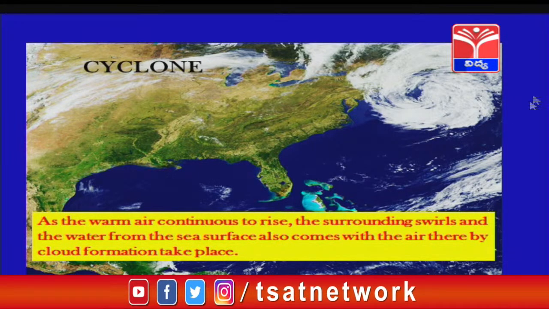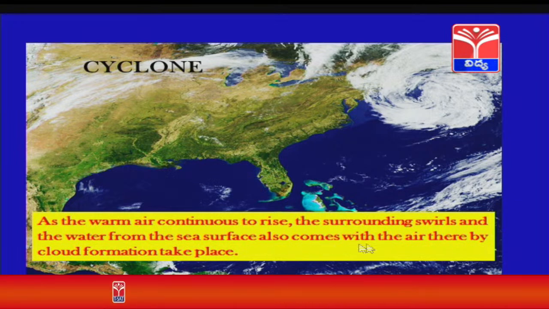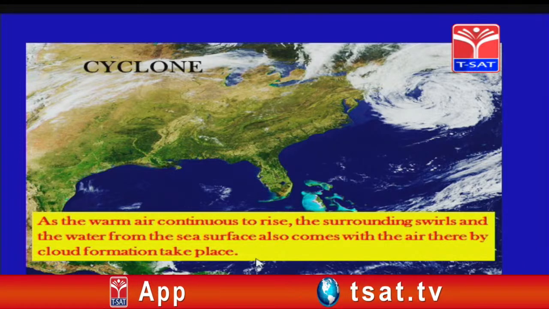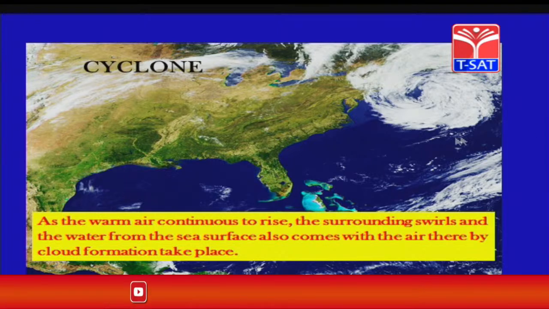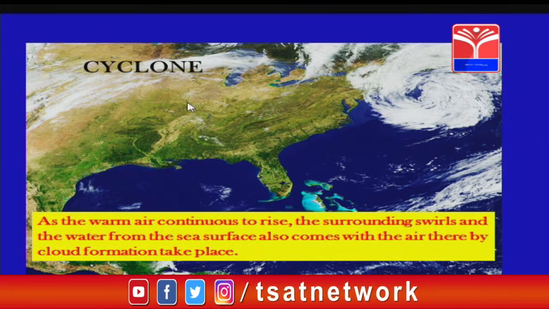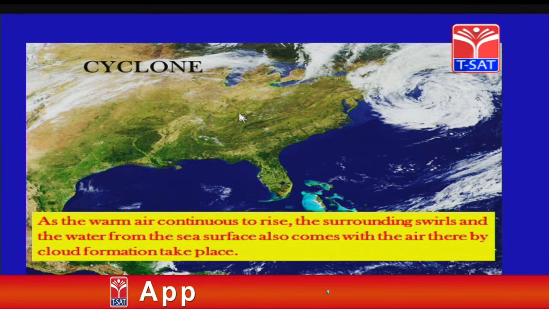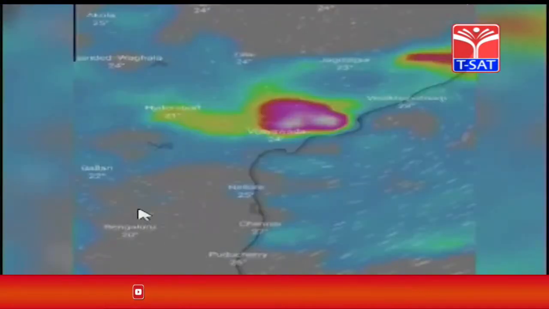This is what is called swelling, and the water from the sea surface also comes up with the air, thereby cloud formation takes place. So, this is how clouds form when the air is swelling, along with it, it takes water onto the land, that is nothing but clouds and rains, and if it is heavy, it turns into floods. Children, try to look at the video taken by the satellite.